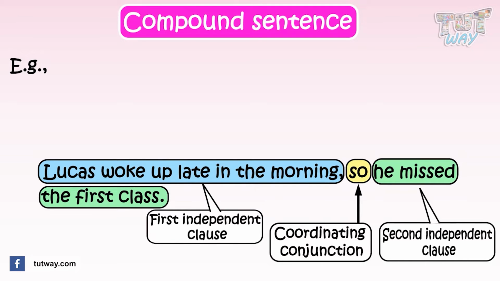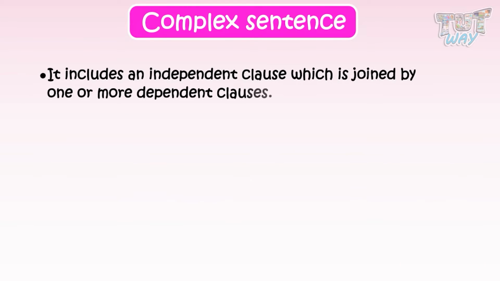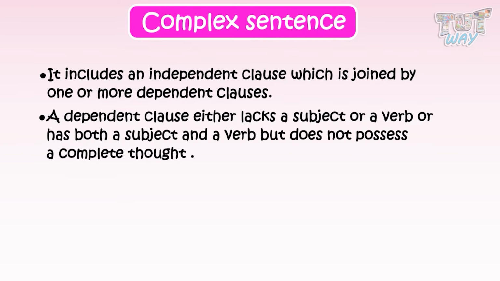Now, it's time to learn what complex sentences are. A complex sentence includes an independent clause, which is joined by one or more dependent clauses. A dependent clause either lacks a subject or a verb, or has both a subject and a verb, but does not possess a complete thought.